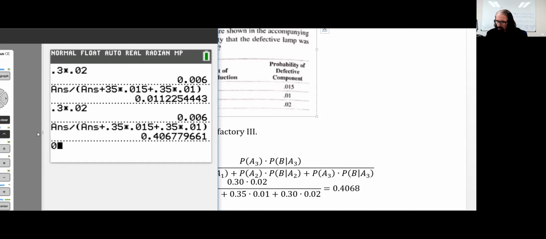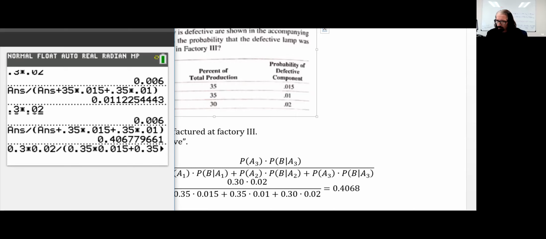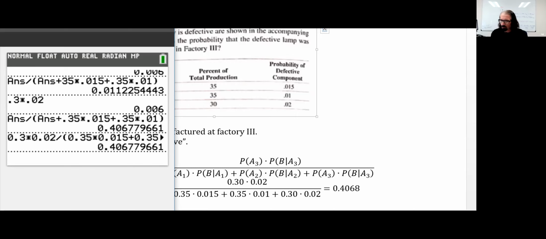multiplication and division are just as important. So we'll do the multiplying before the dividing. As for the denominator, parentheses around that though, because we have addition. We need that addition to be done before dividing the top by the bottom. So again, we could be typing this in all at once. Same thing, 0.4068 when rounded to four places. Hope that helps.